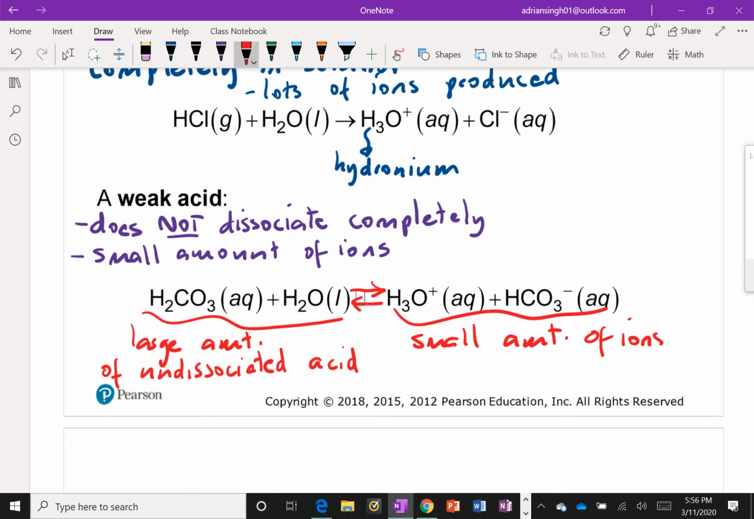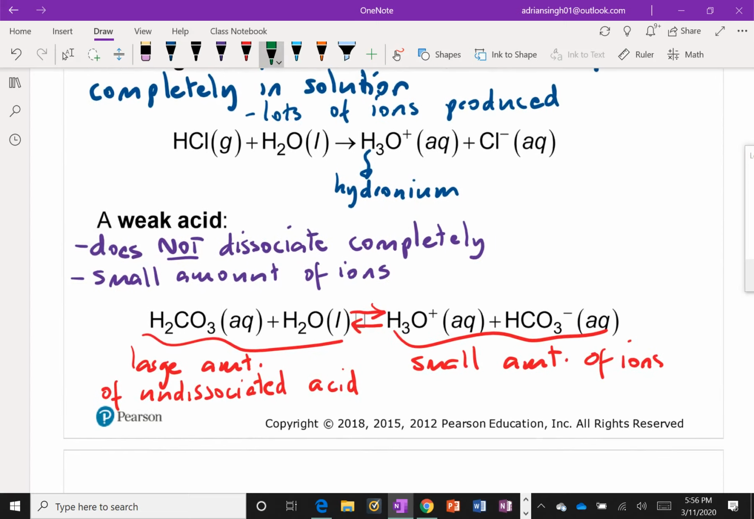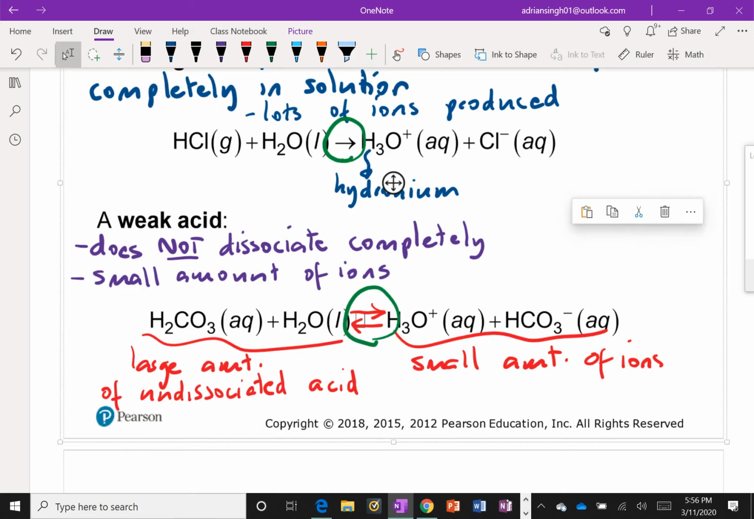All right, and what's your clue, again, that one thing is strong versus weak is the type of arrow that you see. Right, if you see a regular arrow, that means it goes completely from the left side to the right side. If you see a double-headed arrow, that means it can go both ways, which we'll address here in the next section. All right, so the degree of dissociation makes something, an acid or a base, strong versus weak.